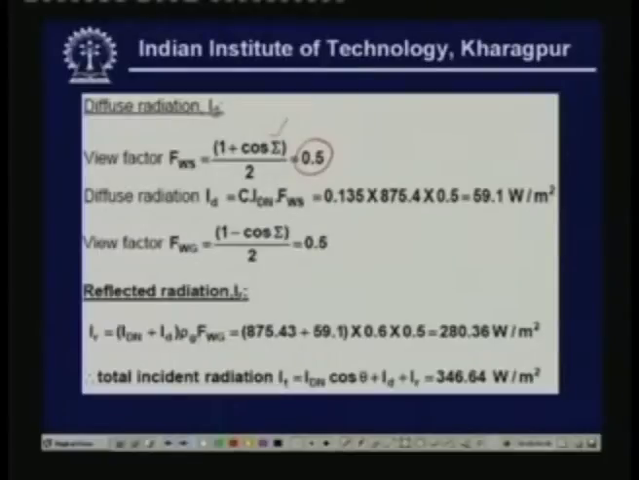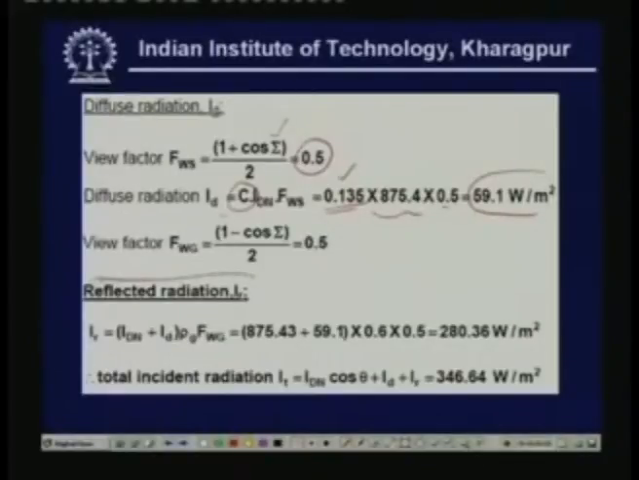Once you know the view factor, diffuse radiation is given, again based on the ASHRAE model, by I_D = C × I_DN × F_WS, where C takes a value of 0.135 for summer. Since I am making the calculations for June, I take a value of 0.135, and I_DN works out to be 875.4 as shown in the last slide, and F_WS is 0.5. So, if you substitute all these values, you find that the diffuse radiation is 59.1 watt per meter square.